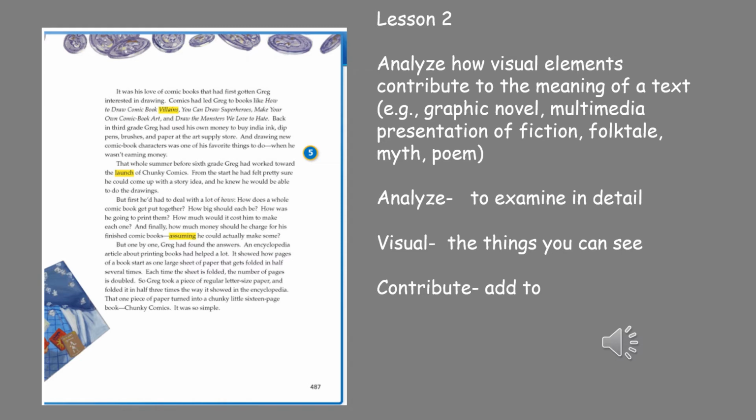Today we will analyze how visual elements contribute to the meaning of a text. Analyze means to examine. So that means we're going to look very closely at the visuals in this text. The visuals are the things you can see, the pictures, to be specific. So we're analyzing the visuals, and we're going to decide how they contribute to the meaning of the text. And contribute means add to. How does it help you understand the meaning of this text?